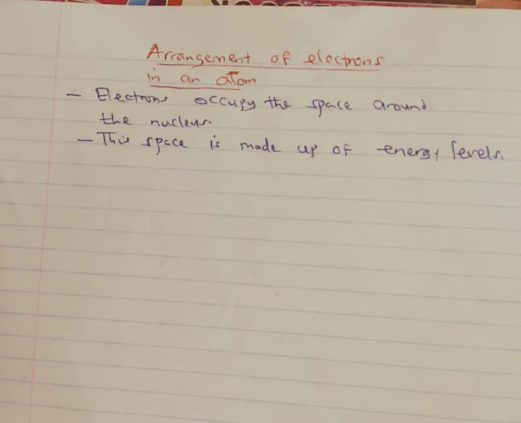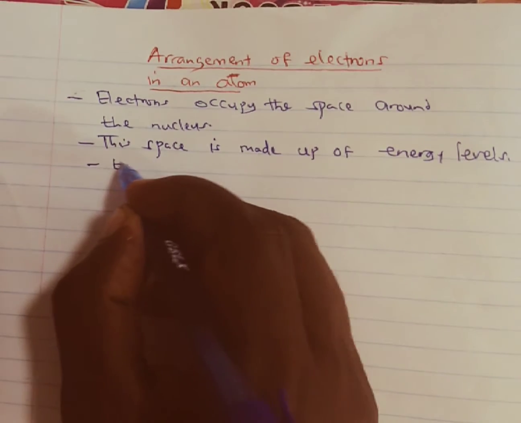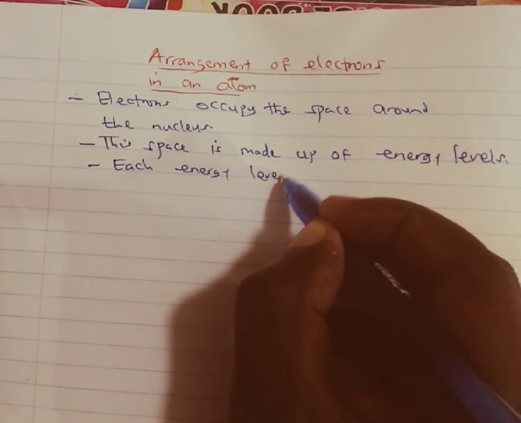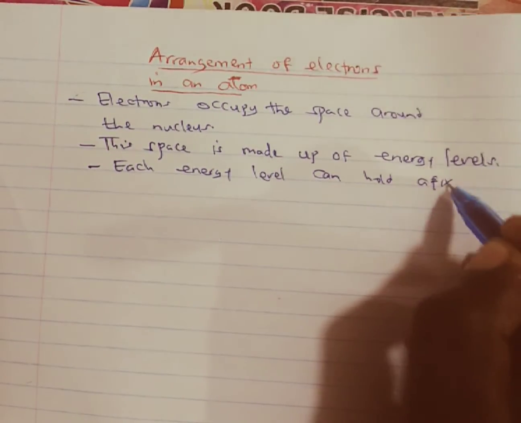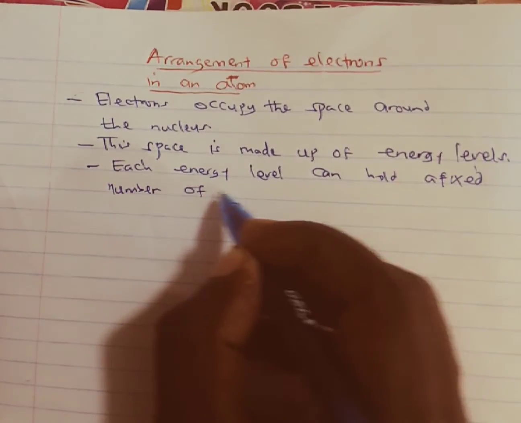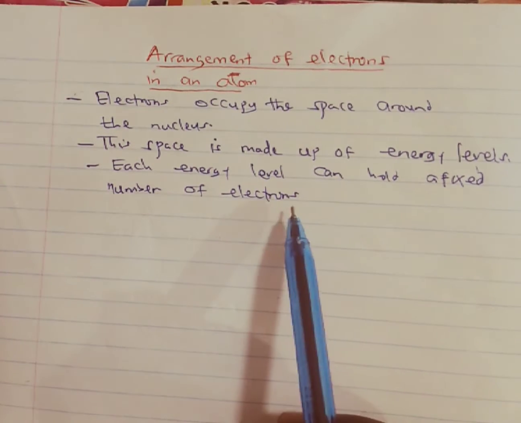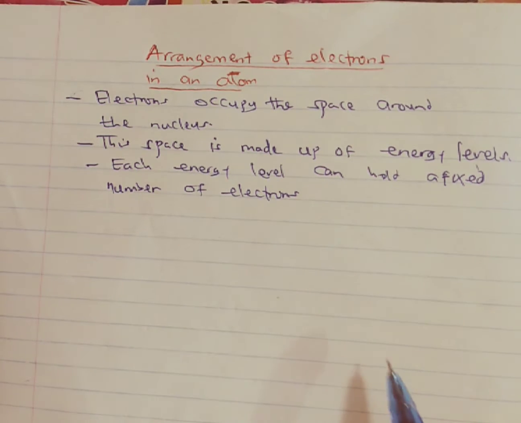The space is made up of energy levels, and each energy level can hold a fixed number of electrons. And remember, these energy levels are numbered 1, 2, 3, starting from the one close to the nucleus.